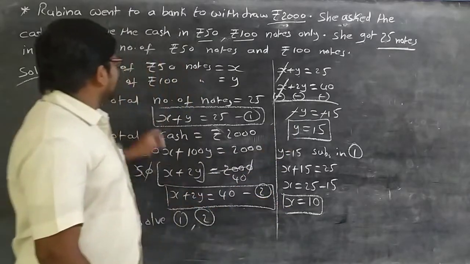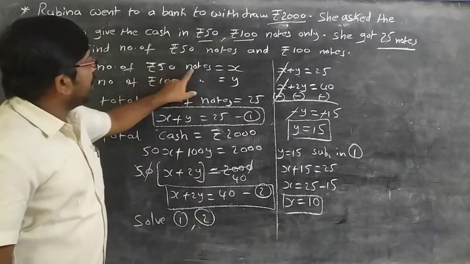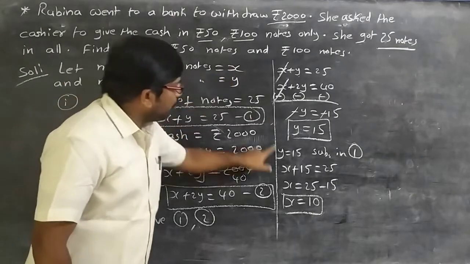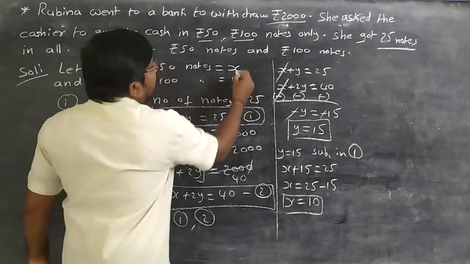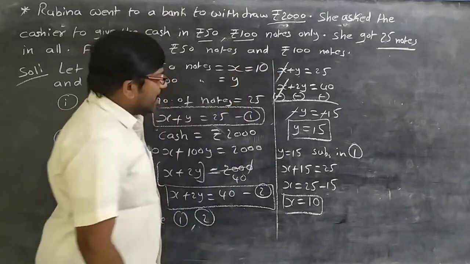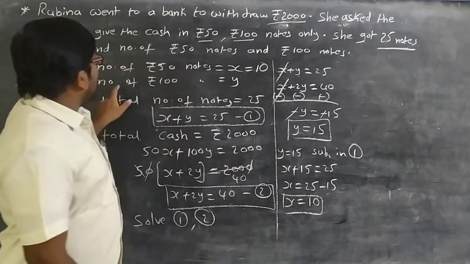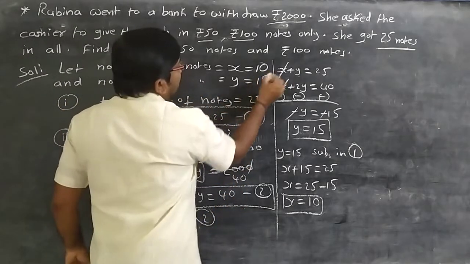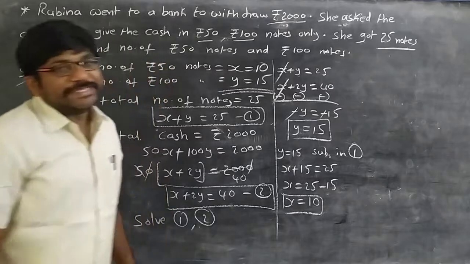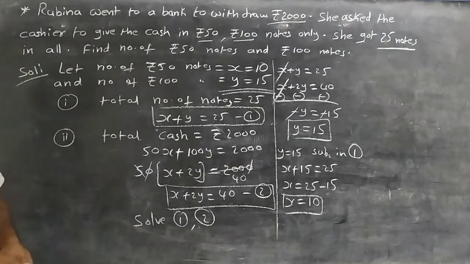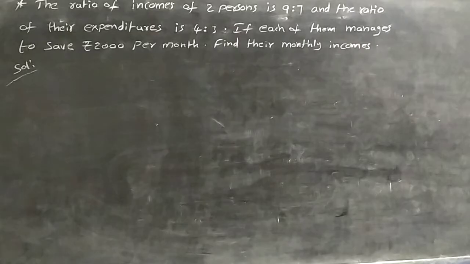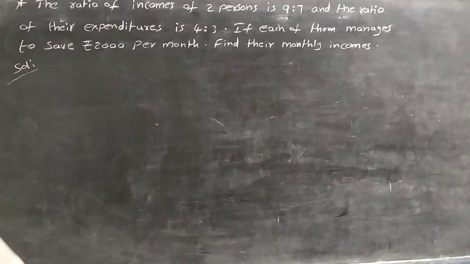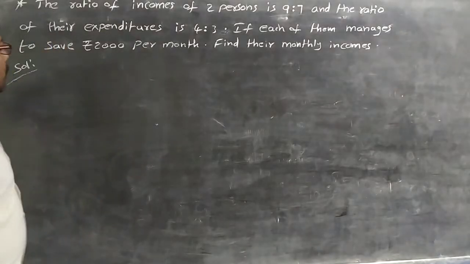Here x represents the number of 50 rupee notes. So the number of 50 rupee notes, how many? 10. So 50 rupee notes are 10 and y is 15. The number of 100 rupee notes y is equal to 15, right? So this is the problem. Yes, go for the next problem.